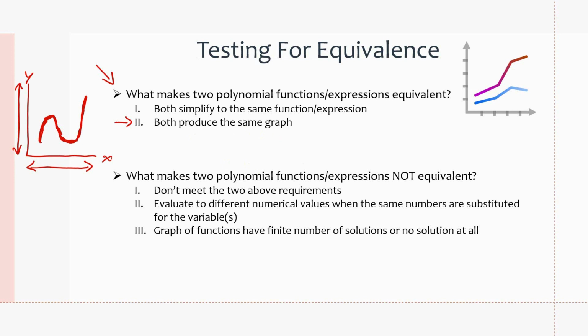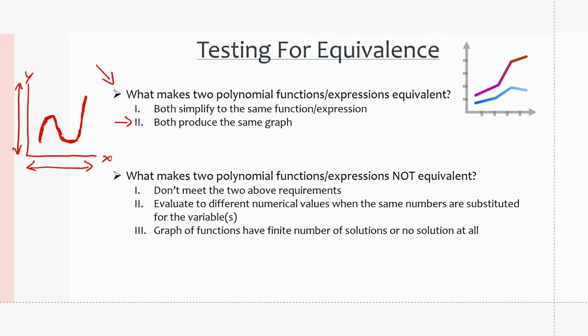So now let's see what makes two polynomial functions or expressions not equivalent, because this could help us solve a lot of questions. Because if you find one of these criteria, right, in a question that you're asked to test equivalence for two polynomials, we can automatically finish the question right there and say they're not equivalent. Okay, so let's look at these.